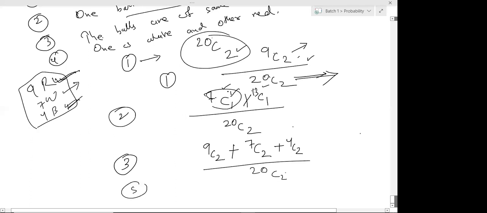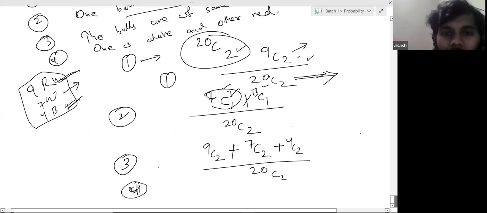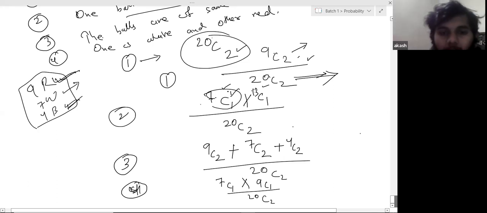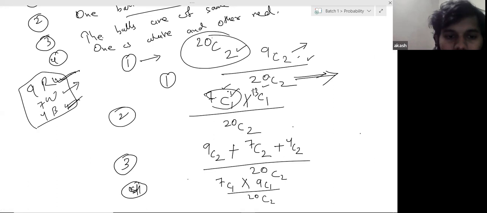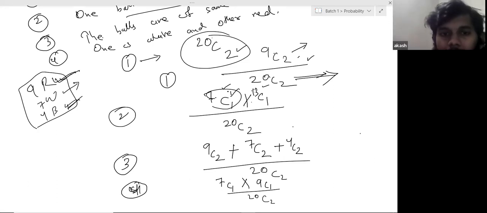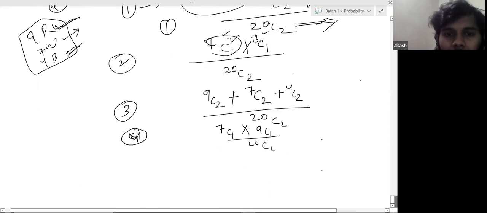Okay. Fourth part. One is white and the other is red. So one is white, 7C1, and red, 9C1. In total is 20C2. Clear? Yes, sir. Okay. Note it down if you want. All right. I'll give you 2 minutes. Then next question. Okay, Arsalan, Abdul, is it clear? Okay, write down the next question.